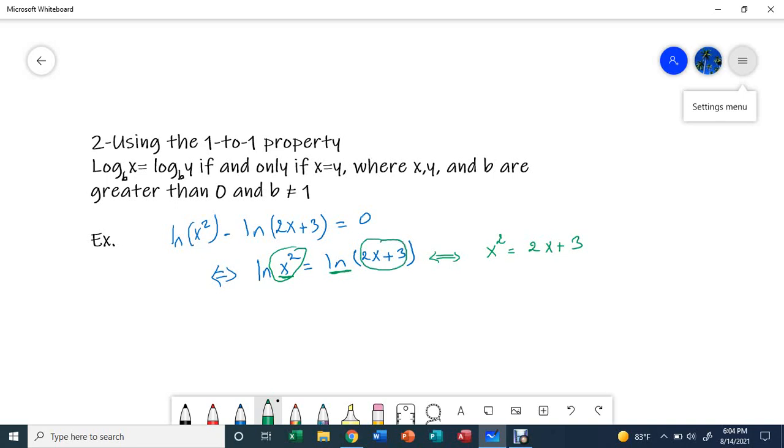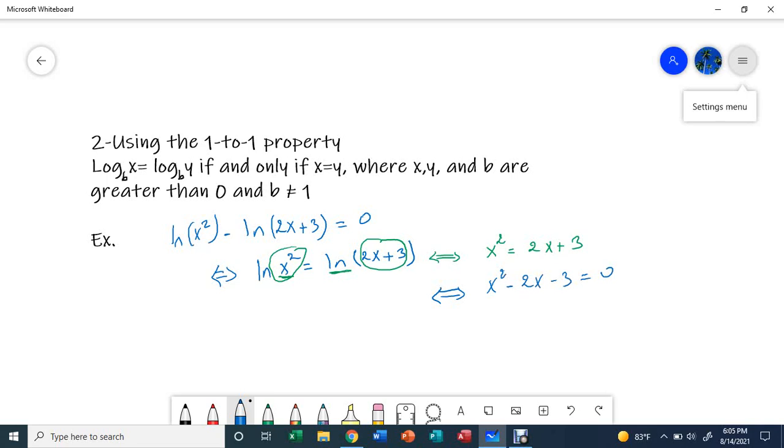And now this is just a quadratic equation, and we can solve it using your favorite method: quadratic formula, factoring if you can, whatever method is easy for you. I'm gonna subtract 2x plus 3 from both sides to make one side of the equation equal to 0. So x squared minus 2x minus 3 equals 0.